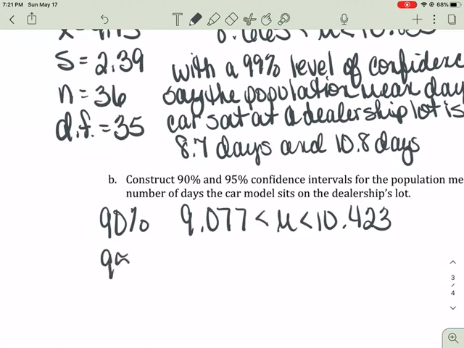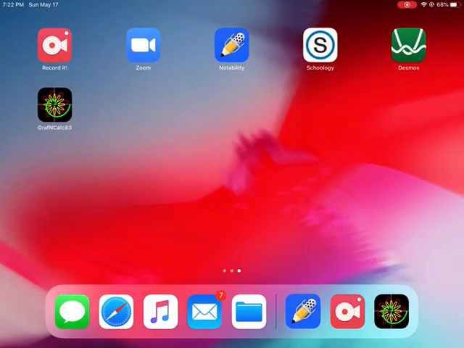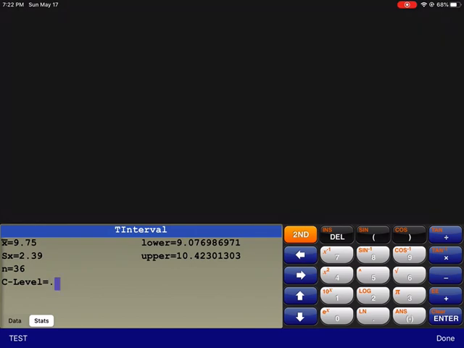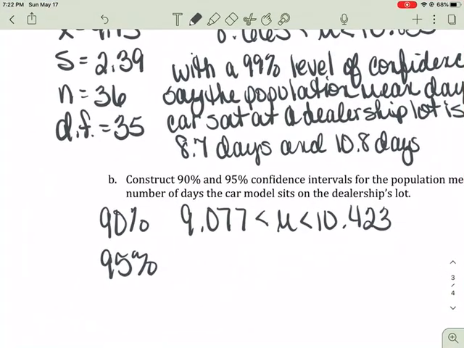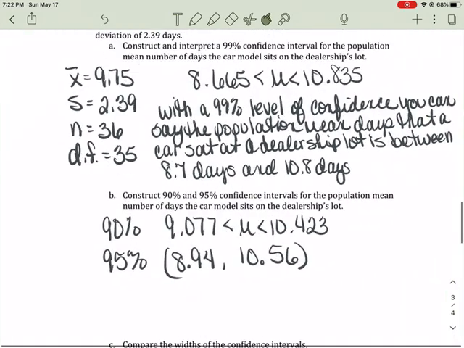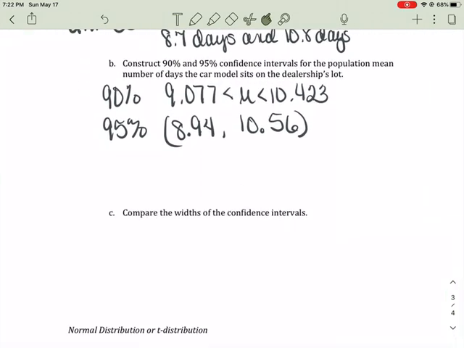Okay, and then the 95%. Okay, it's 0.95. Make sure we press enter so it registers. So 8.894 and 10.558. Okay. You can write them either way. And again, what happens as you change the confidence level, as it increases, our confidence interval width increases.